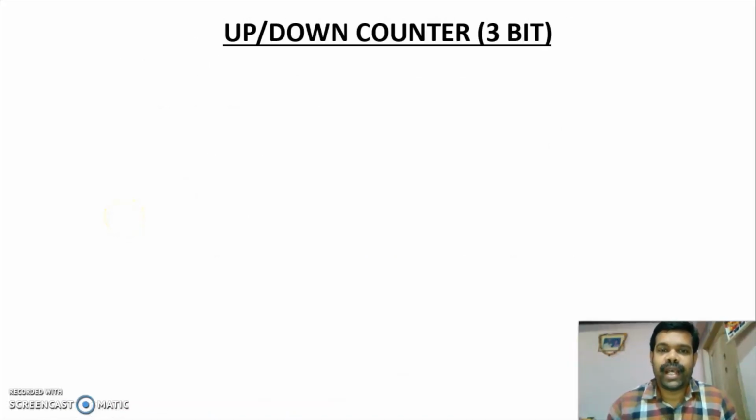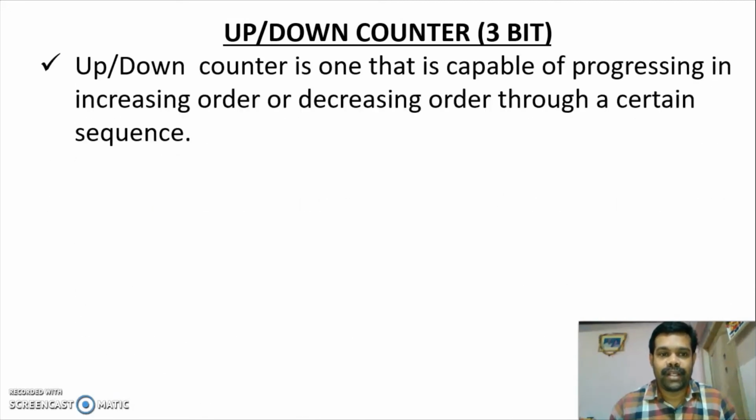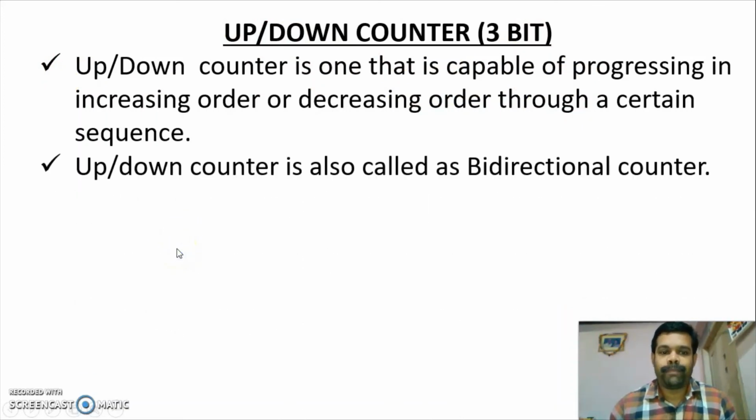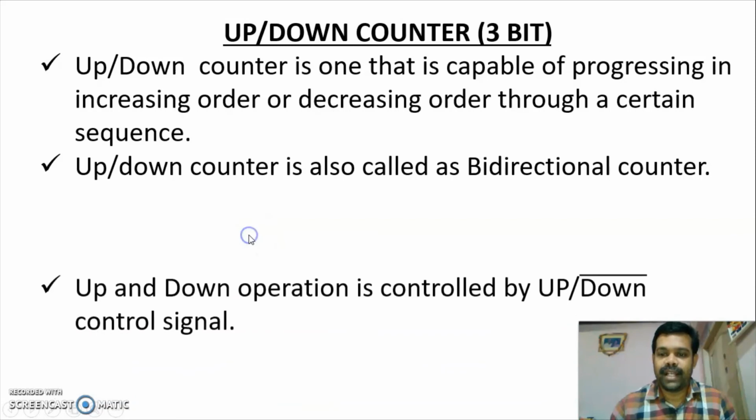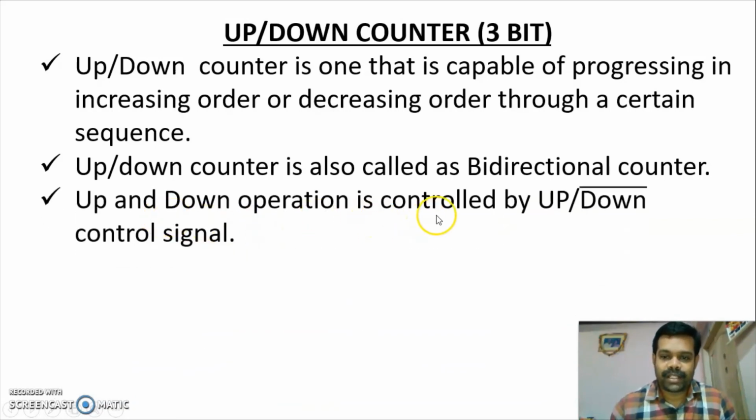Next we are going to see the up-down counter. We have already studied what an up counter and a down counter are. Now we are going to study a counter which will perform both operations, that is up operation and down operation. An up-down counter is one that is capable of progressing in increasing order or decreasing order through a certain sequence. Up-down counter is also called a bidirectional counter. Up-down operation is controlled by the up/down bar control signal.